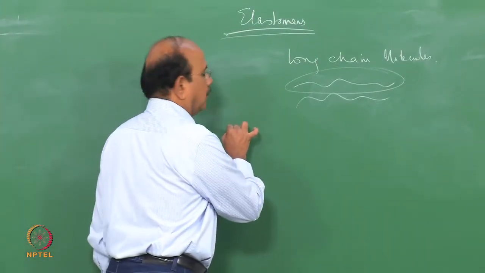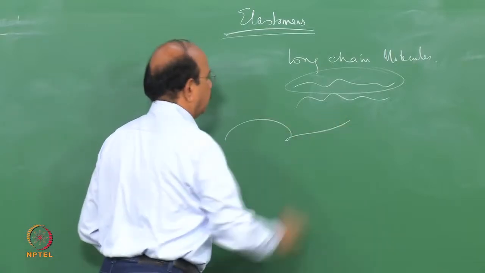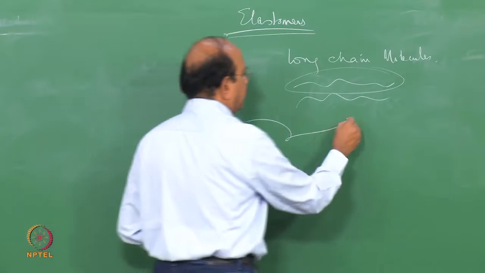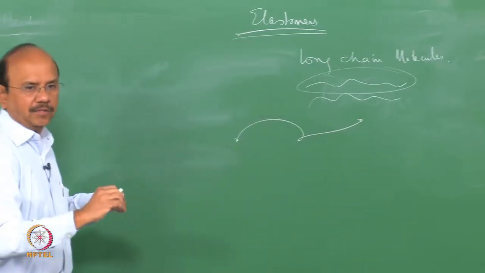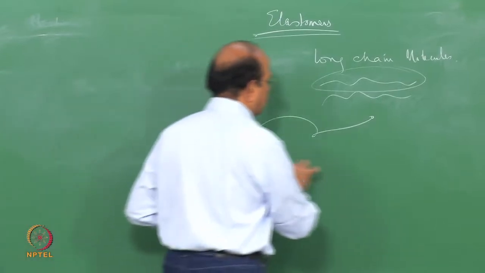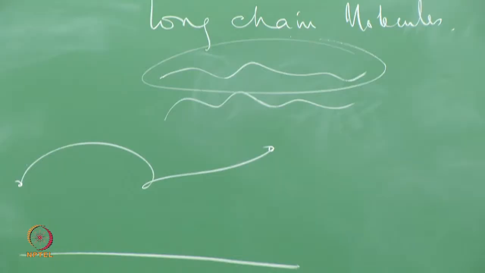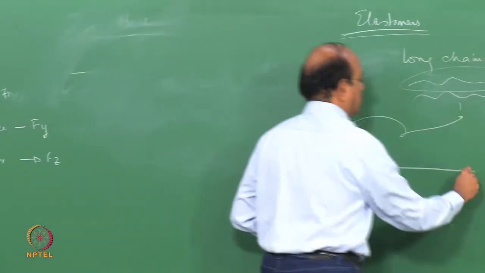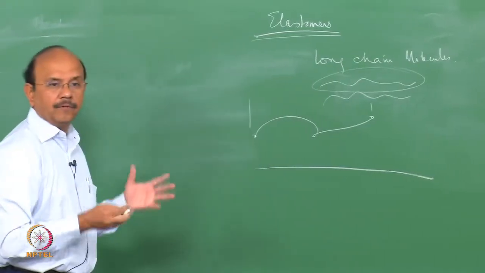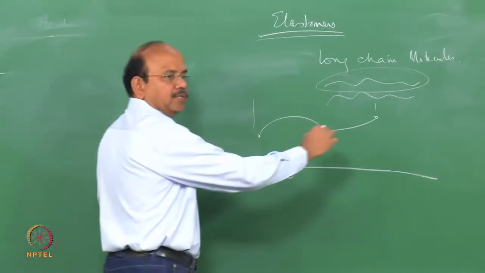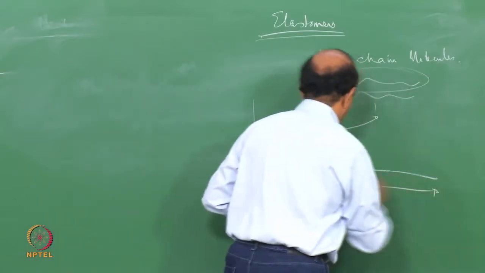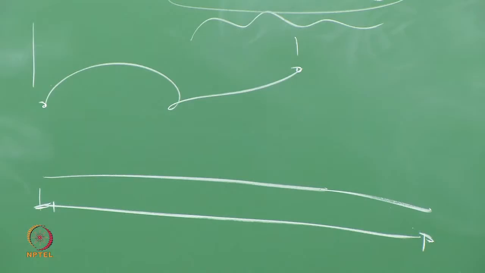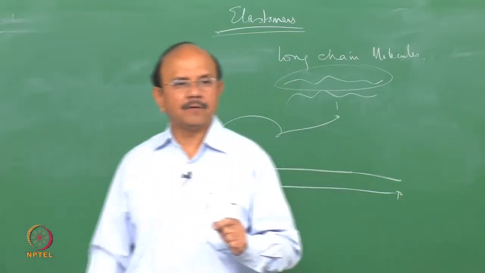Now, if you look at one molecule, the molecule can be like that. Let's say that I take these 2 points and stretch it. When I stretch it, the length increases. What is length? Note that that is the original length. We call that the original length. Now, when I stretch it, that's the final length.